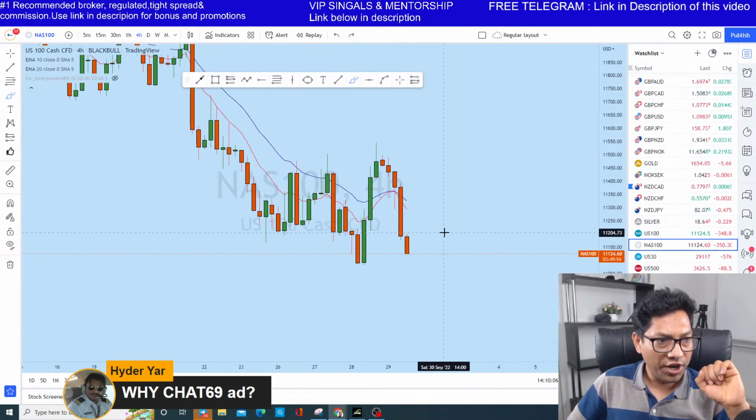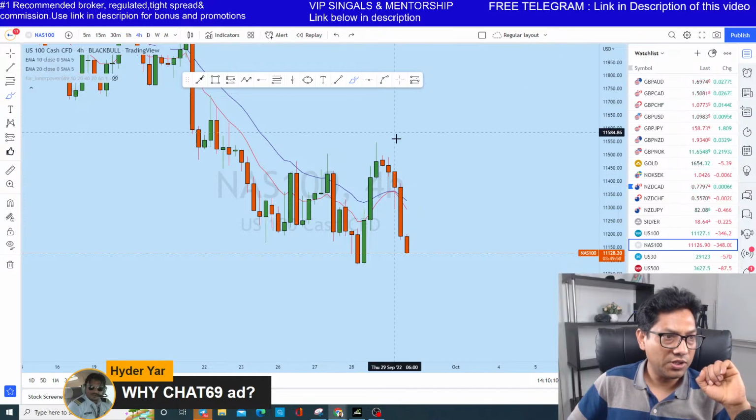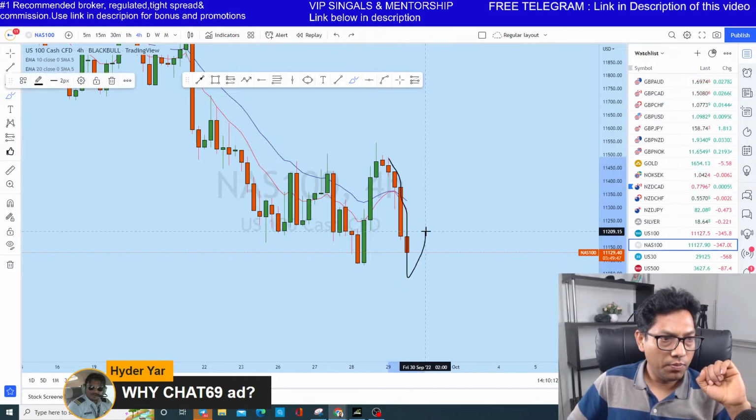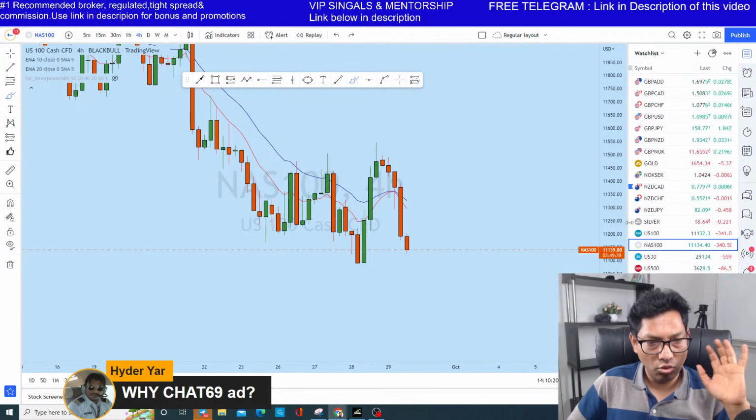So for trading them, I need a bit of retracement, because you see the price already dropped aggressively, and we need a retracement again, probably along this 20 period moving average, and then once we see bearish price action, we'll be trading.